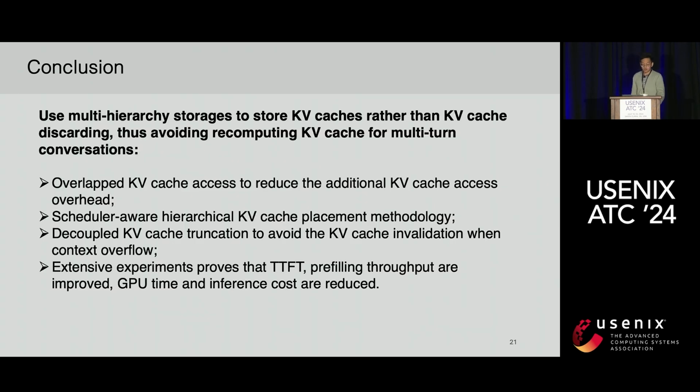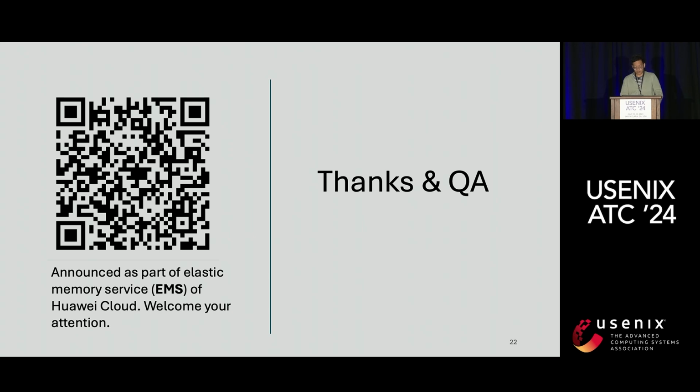So in conclusion, we use multi-hierarchy storage to store KV caches rather than directly discarding the KV cache after serving a request. And by doing this, we can avoid the recomputation cost that happens in multi-turn conversation inference. And this work has been announced as part of the service Elastic Memory Service (EMS) in Huawei Cloud.